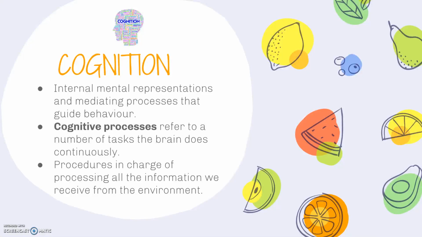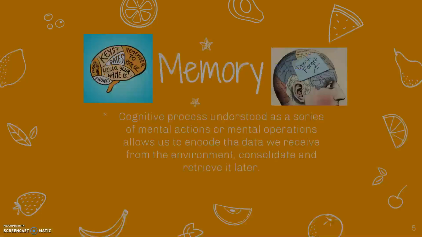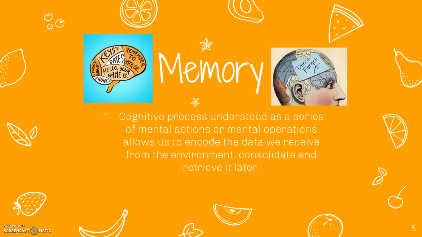So first off, what is cognition? Well, it refers to all mental structures and processes. So internal mental representations and mediating processes that guide behavior. And these cognitive processes then refer to a number of tasks the brain does continuously. And these procedures are in charge of processing all the information we receive from the environment. And one of these is memory.